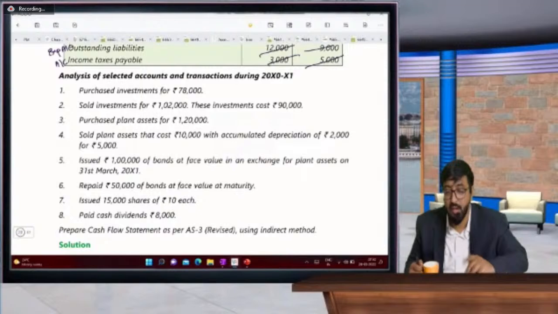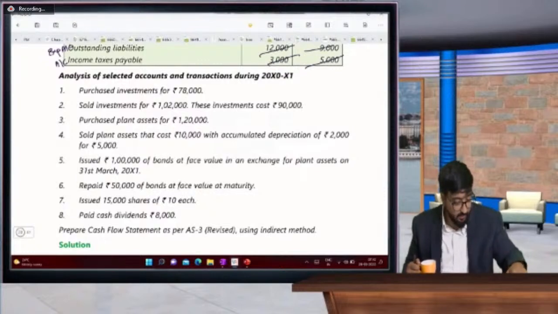So now this trading account is important. What is important in this question? What is trading account? After writing all adjustments, write down over, sir.